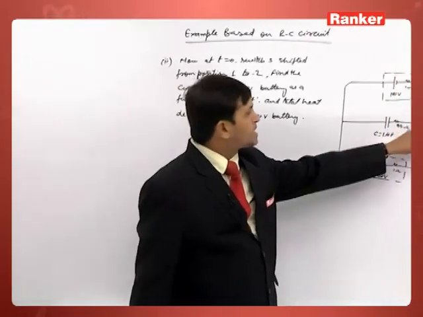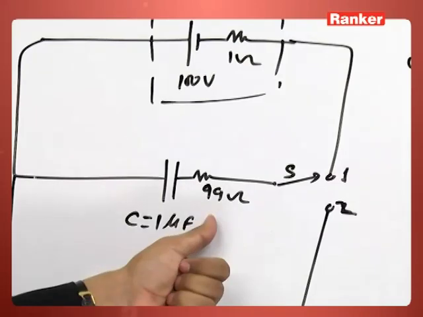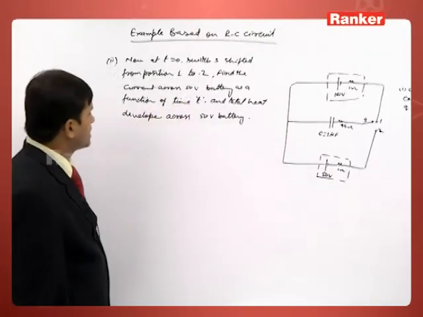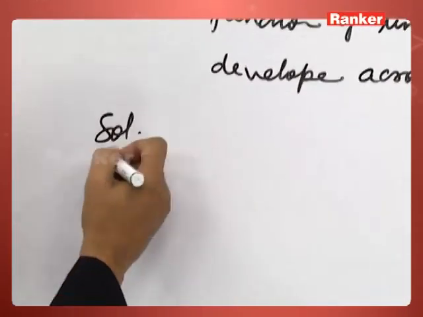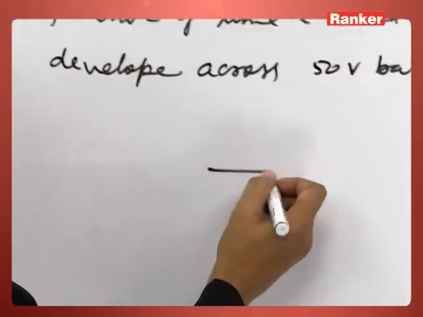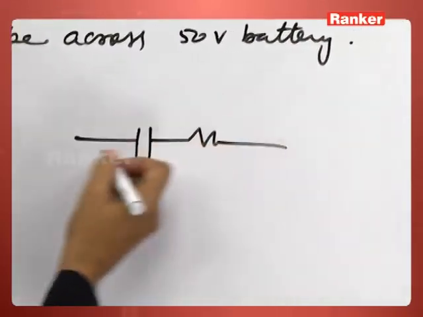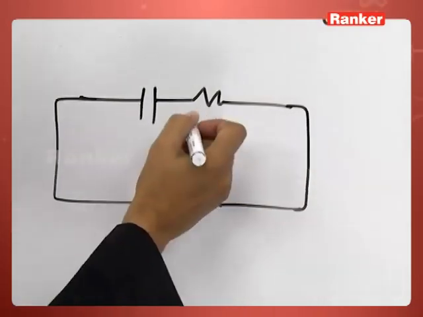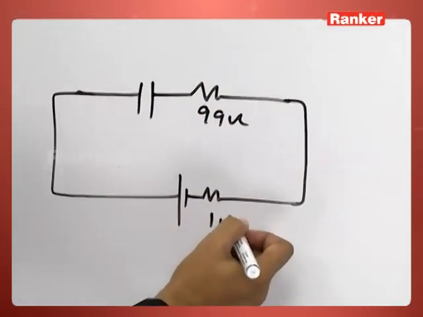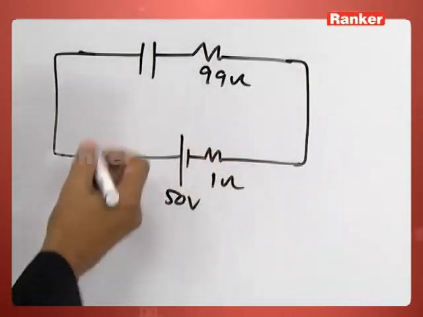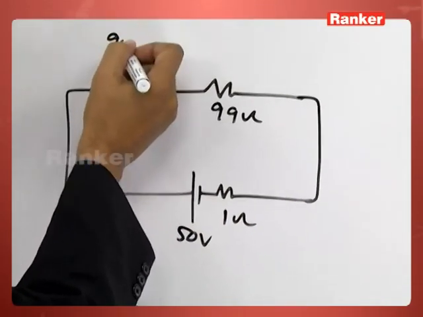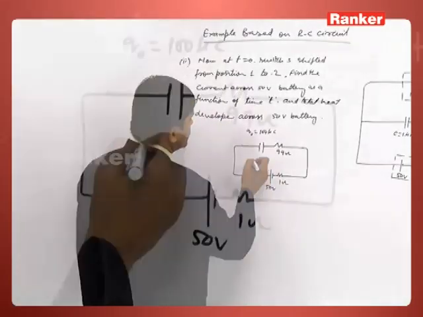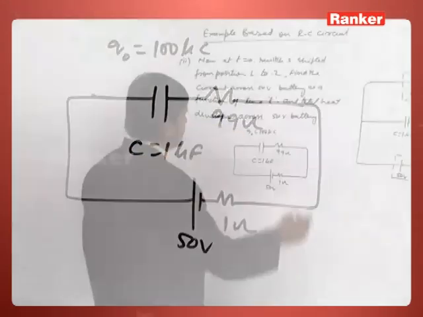So now the switch has shifted from position 1 to 2. At this moment, the capacitor is already having charge, that is 100 microcoulomb. So now, if we want to make a diagram of the circuit, it will be like this, in this manner. This is the 99 ohm, 1 ohm, 50 volt, and initial charge Q naught, or it is given 100 microcoulomb, capacitance 1 microfarad.